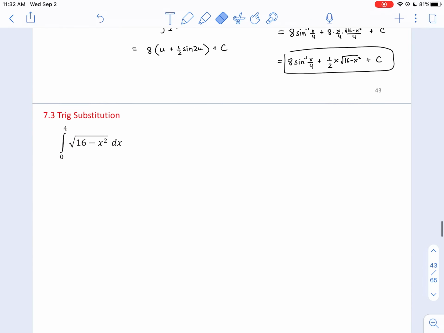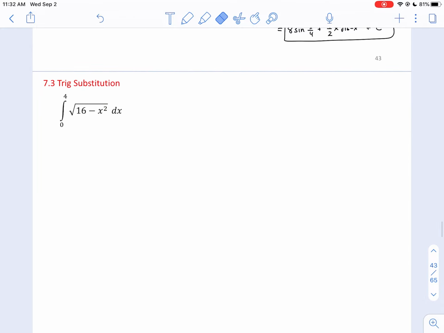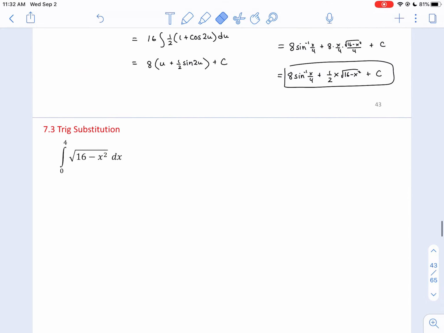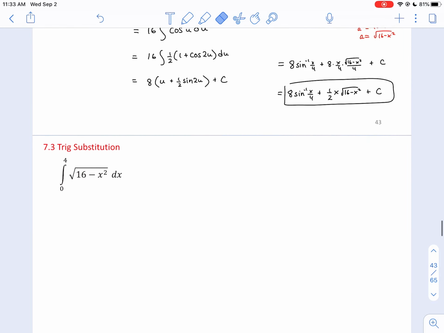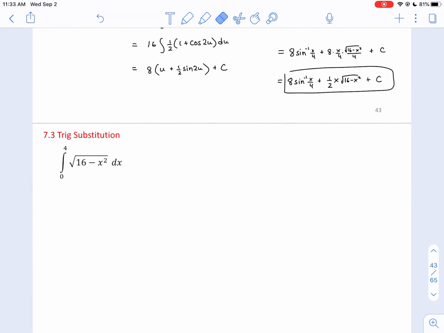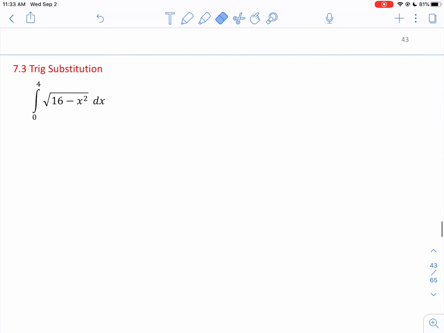Okay, let's do this next one here. Square root of 16 minus x squared. Oh, so that's the same type as the one we just did, except this time it's a definite integral. So I'm just going to make sure that we know how to go through the motions of doing a definite integral when a trig substitution is required.